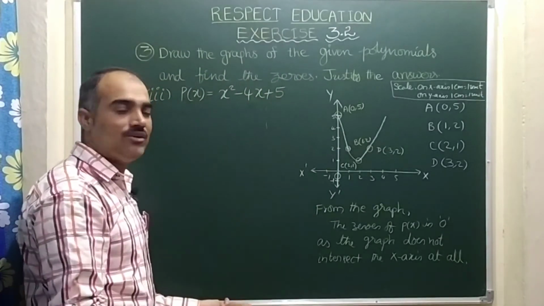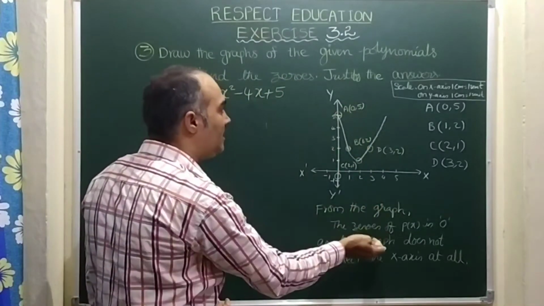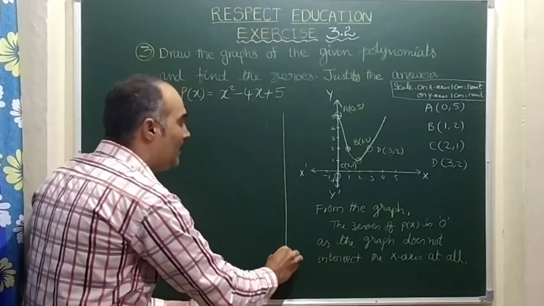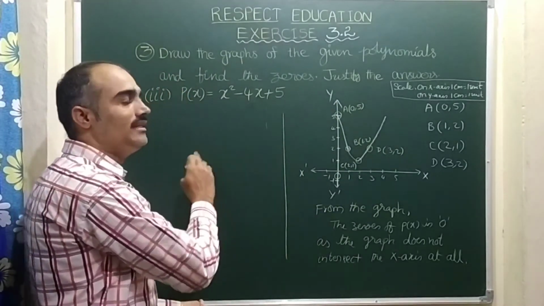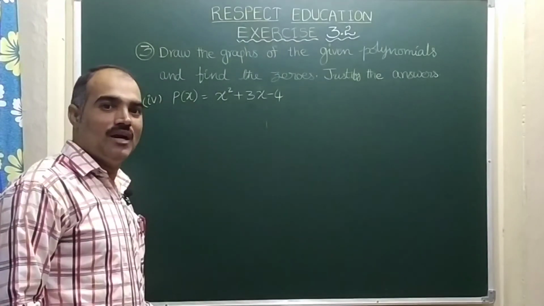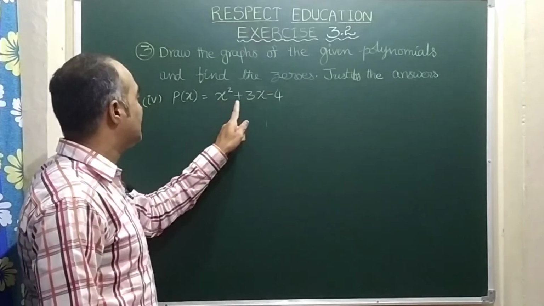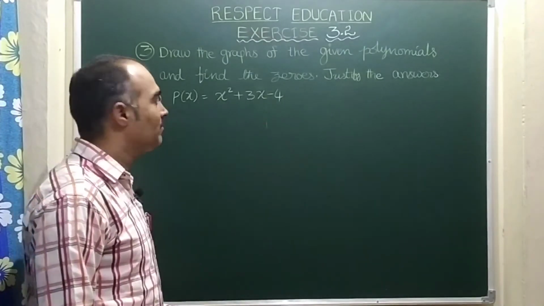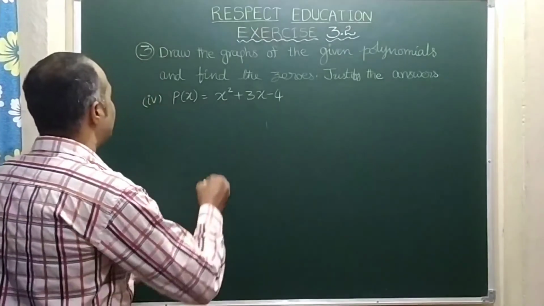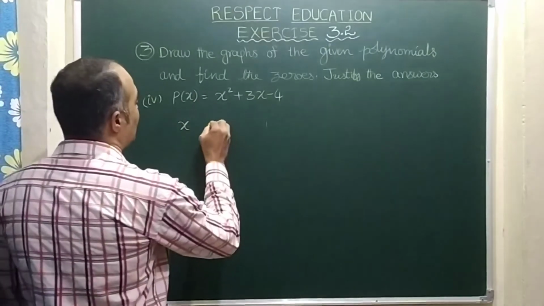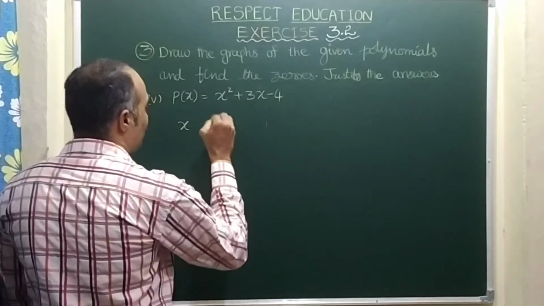If there are zeros, then we need to find the zeros, then we need to do justification. As here there are no zeros, there is nothing to justify. Now let us see the next bit, that is the fourth bit: P(x) = x square plus 3x minus 4. As usual, let us take some values of x. I am starting with minus 4.